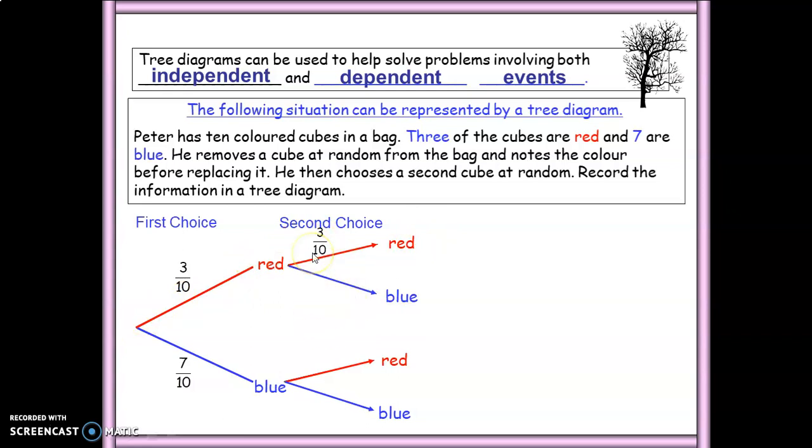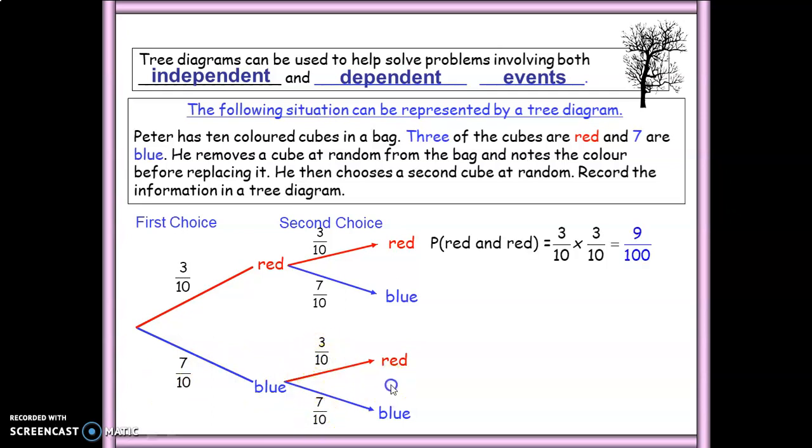Okay, so in the second choice, since the cube has been put back in the bag, there is still a 3 out of 10 chance of drawing a red. And there's still a 7 out of 10 chance of drawing a blue. On this end here, the numbers are the same because, again, even if you drew blue first, he replaced it in the bag, so the chance of getting red or blue on the second choice of a cube is also the same.